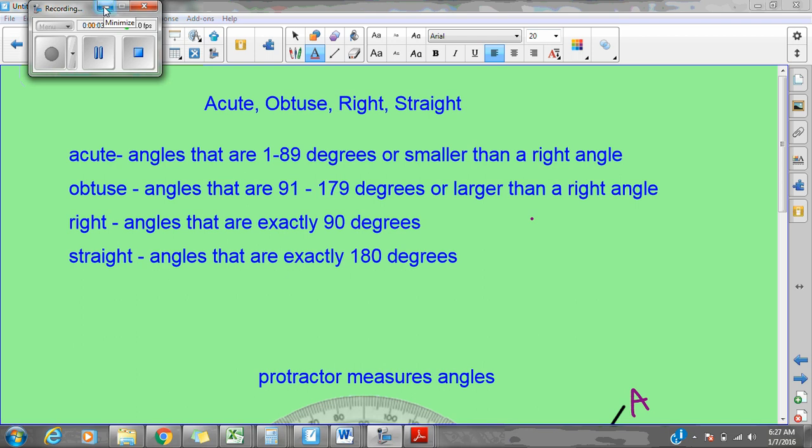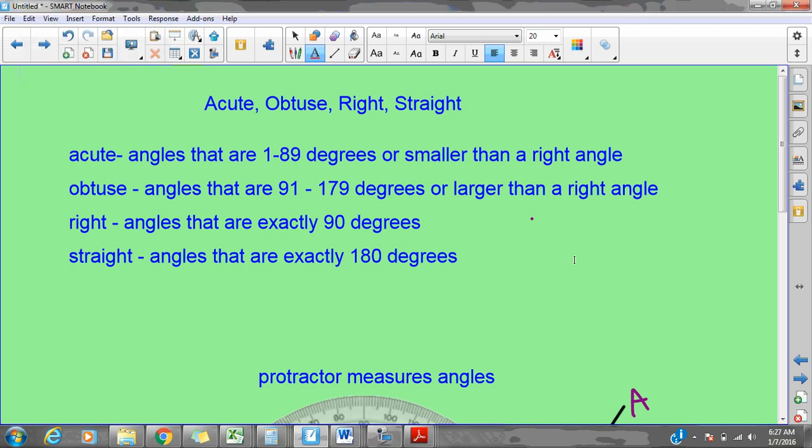Acute, obtuse, right, and straight angles. An acute angle is an angle that is 1 to 89 degrees or smaller than a right angle. An obtuse angle is 91 to 179 degrees or larger than a right angle. A right angle is an angle that is exactly 90 degrees.